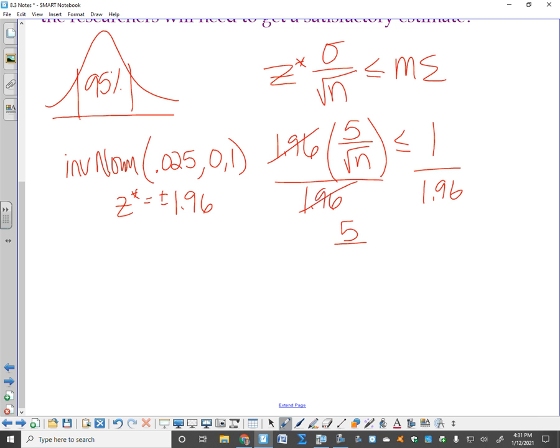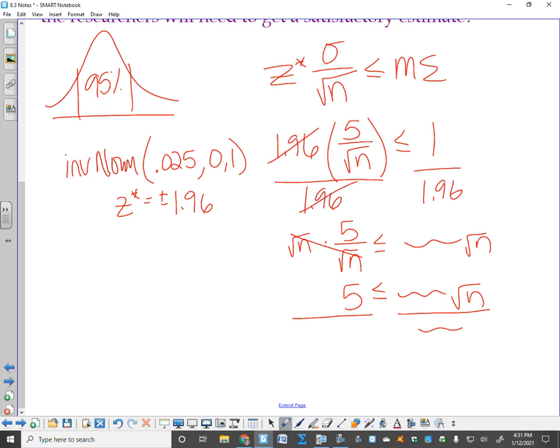So then I'm going to have 5 over the square root of n is less than or equal to whatever that number is. And then I'm going to multiply both sides by the square root of n. So then I'm going to have 5 less than or equal to whatever that is, square root of n. So then I need to divide by whatever that is. So that's going to give me the square root of n is greater than or equal to something, and then I need to square both sides.